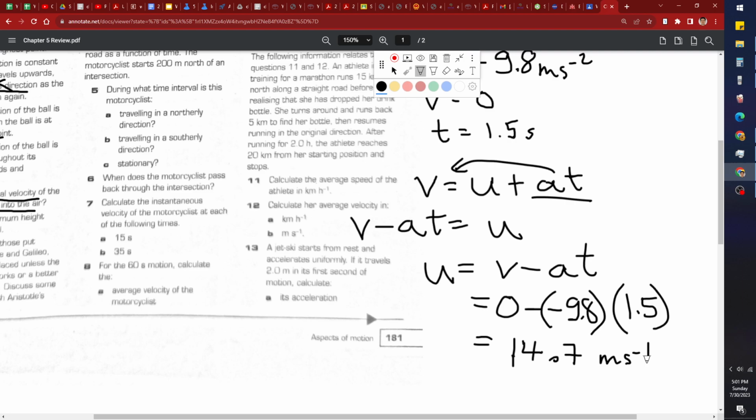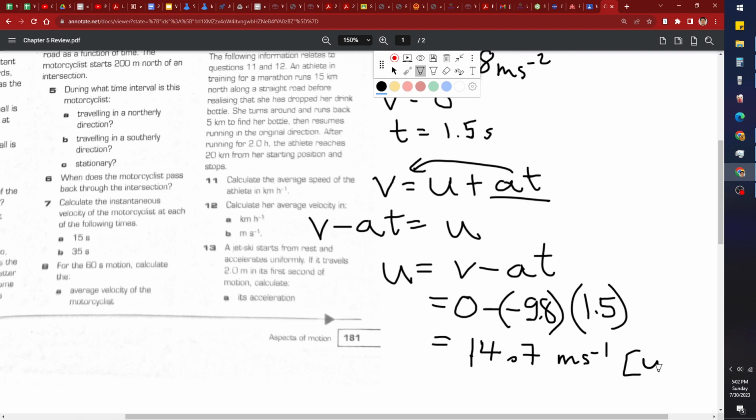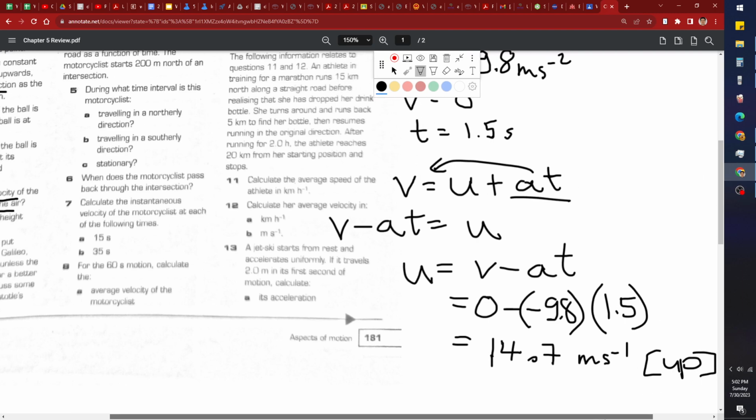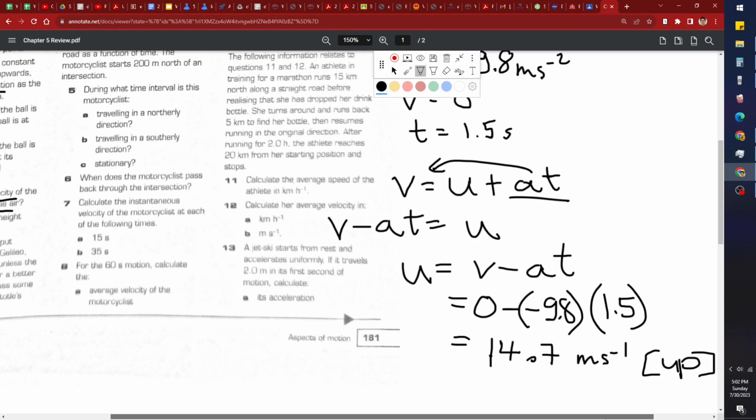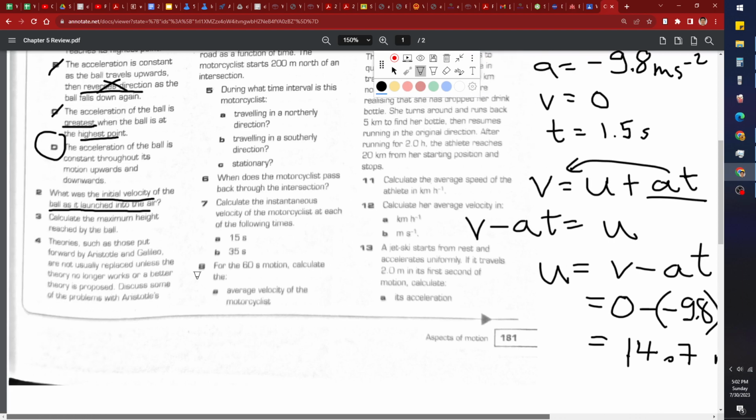Okay, so there's our initial velocity, and there is the unit for velocity, and if we really want to be good, we write the direction and it's up. Okay, so there's number 2 done. You can pause that to go back and look at the numbers.